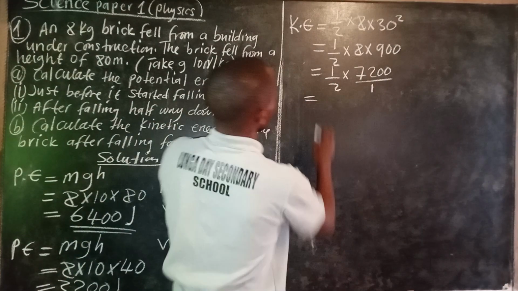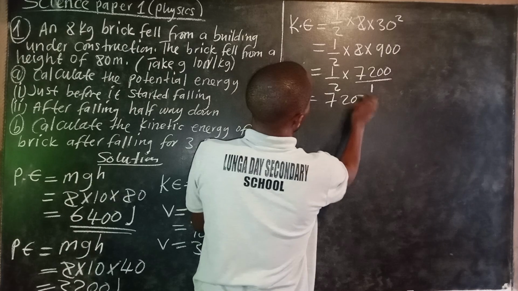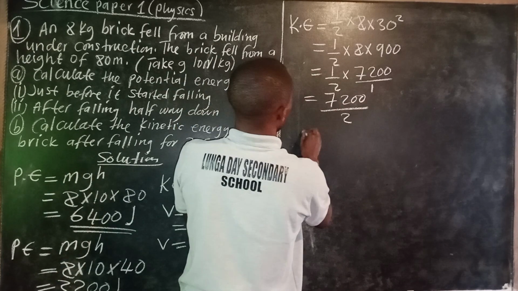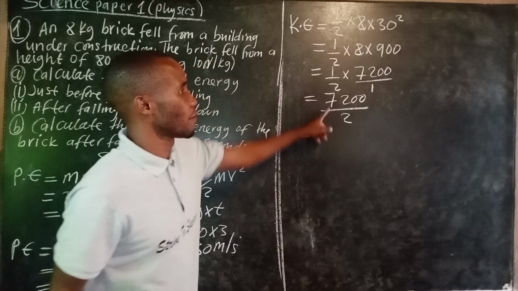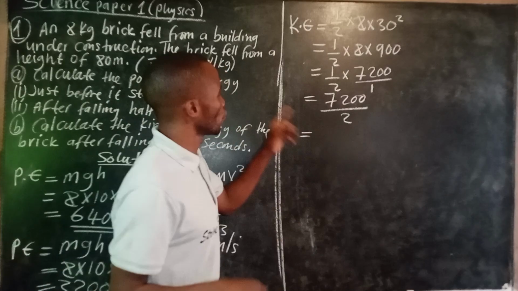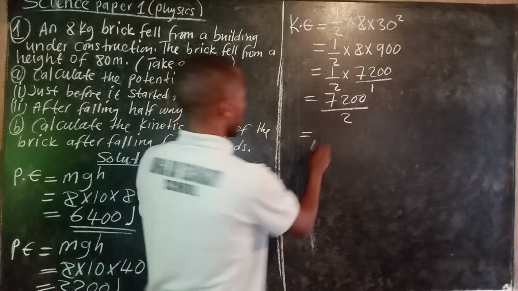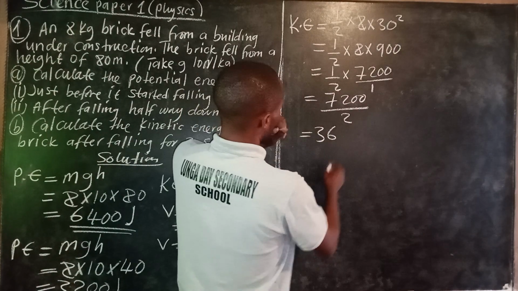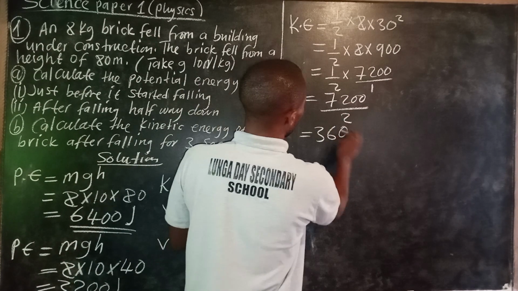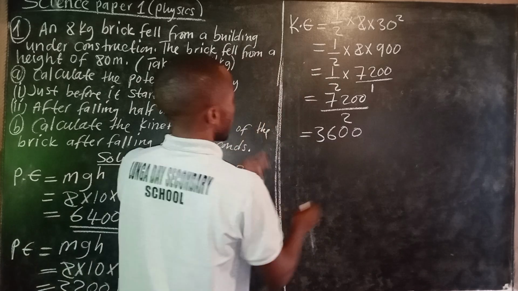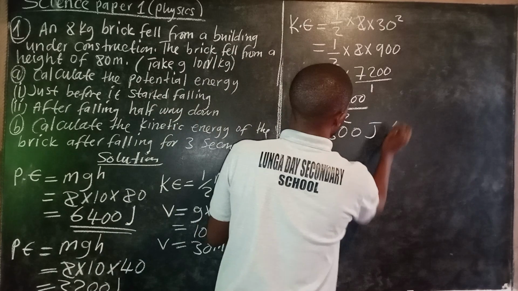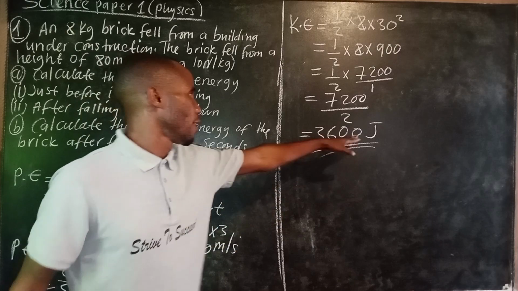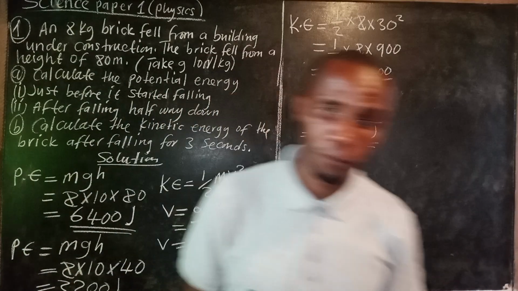So 1 times 7,200 is 7,200, and 2 times 1 is 2. So let's divide now. How many times does 2 go into 72? You are going to find that 2 goes in 36 times. Then 2 into 0 is 0. So this is kinetic energy again, 3,600 joules. As long as you are finding energy, whether kinetic or potential, the unit will still remain the same.